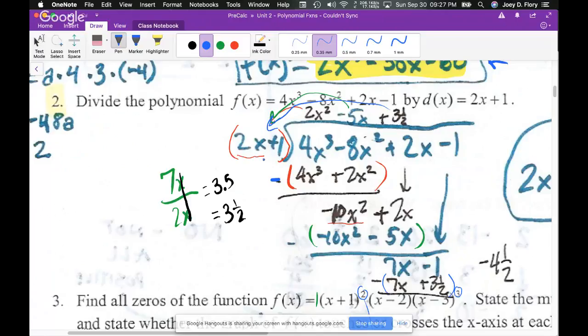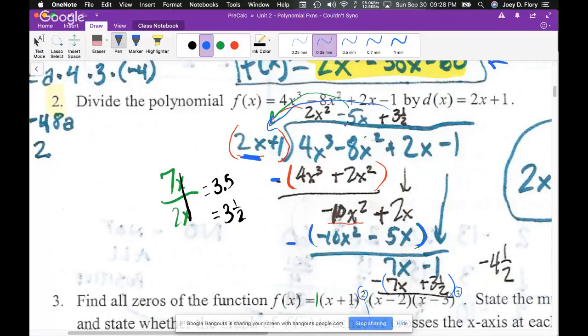And do the same thing. What can I multiply 2x by to get negative 10x squared? Well, I got to have a negative. I got to have, let's see, 2 times 5 is 10. And then I got to have another x factor. So negative 5x, that goes on top. And then we're going to multiply that by 2x plus 1 again, put it underneath. We're going to subtract. Don't forget those parentheses, unless you're just awesome at remembering to subtract and you never make mistakes. And then bring down our constant if we've got it.